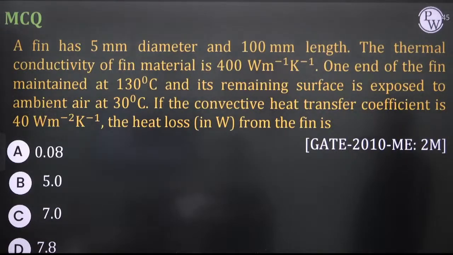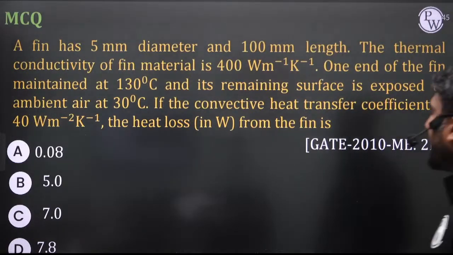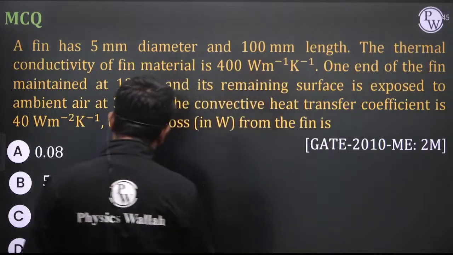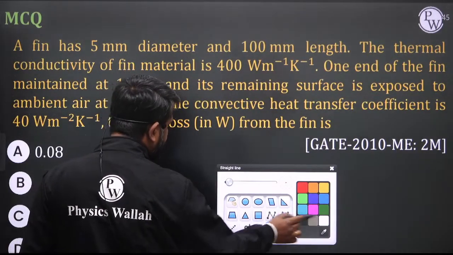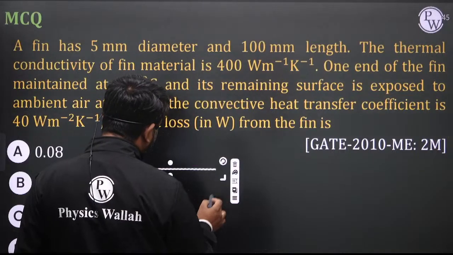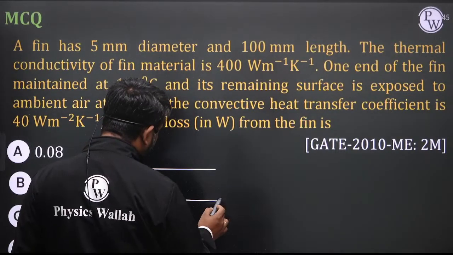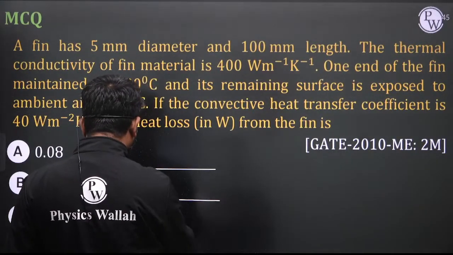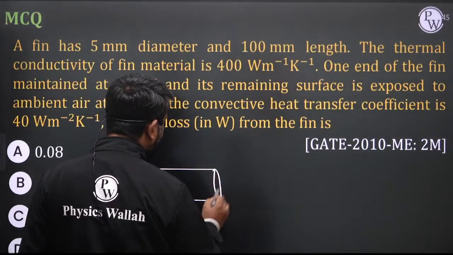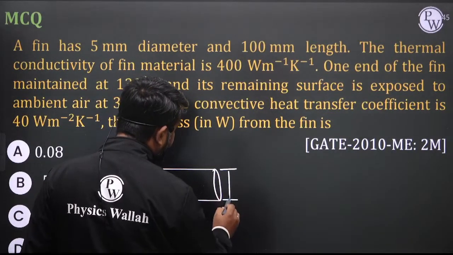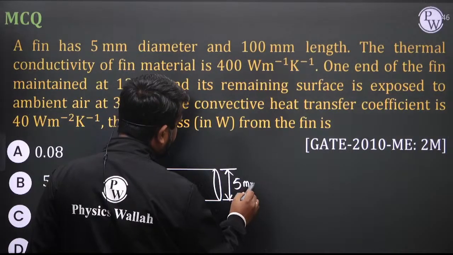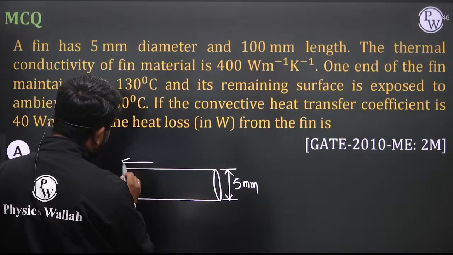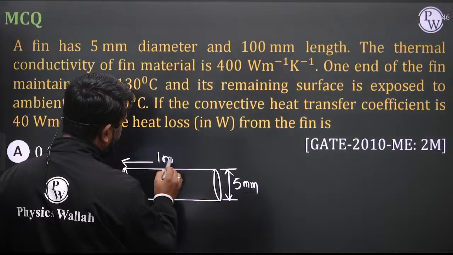So length of the fin is mentioned and the diameter of the fin is mentioned. This is the pin fin. Pin fin means circular cross section fin. So fin is like this. This dimension is 5 mm and this dimension is 100 mm.